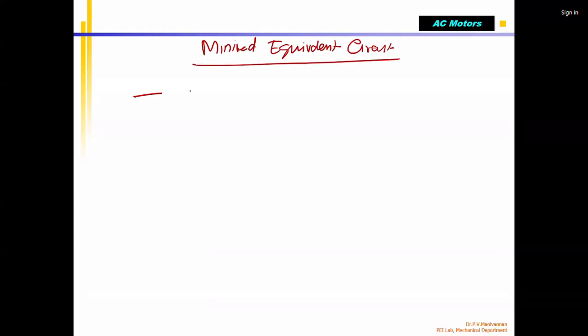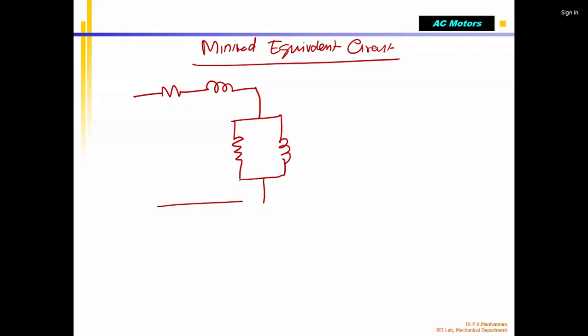Whatever you saw. So you have this is R1, this is JX1. Please note that JX means it is imaginary part. It is a complex quantity. Impedance, that is a complex quantity. It has real part as well as imaginary part.